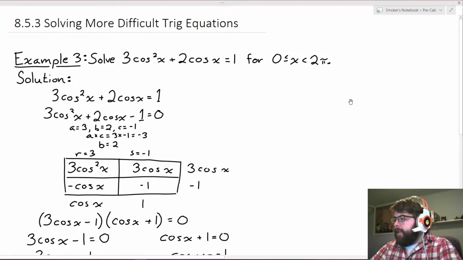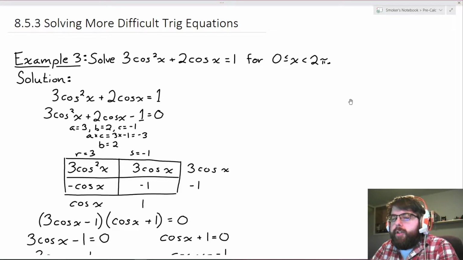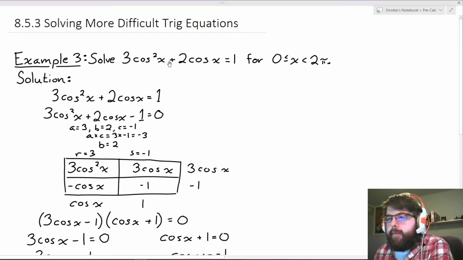Hello, pre-calculus. In this video, I'm going to continue Chapter 8, Section 5, which I had started before. We did example 1 and 2. This is example 3. These are more difficult trig equations, solving more difficult trig equations. And this one is asking us to solve 3 cosine squared x plus 2 cosine x equals 1.